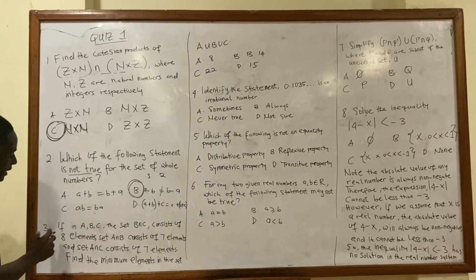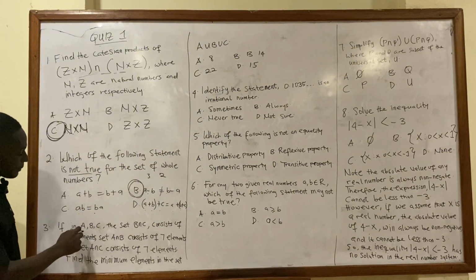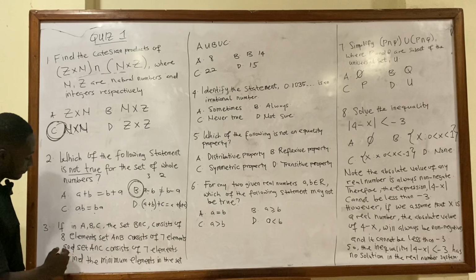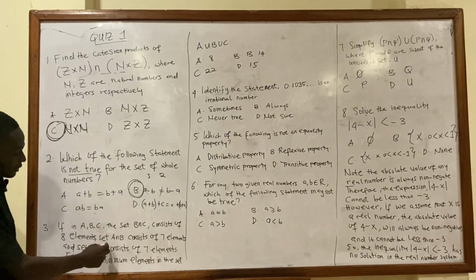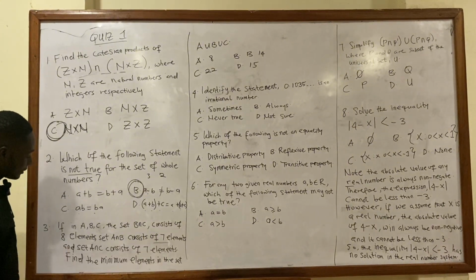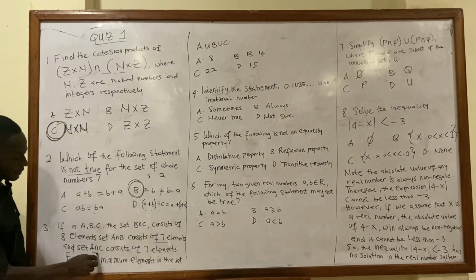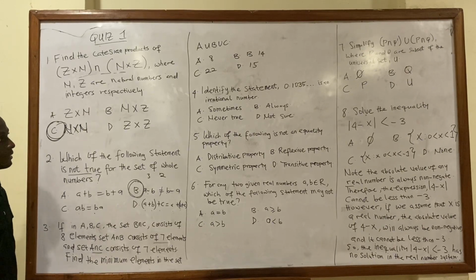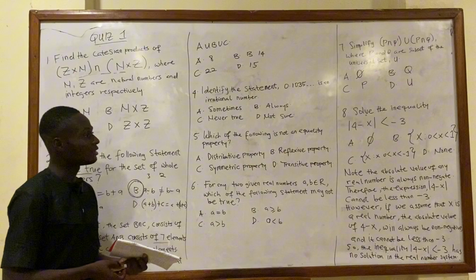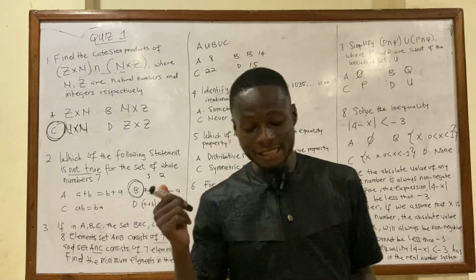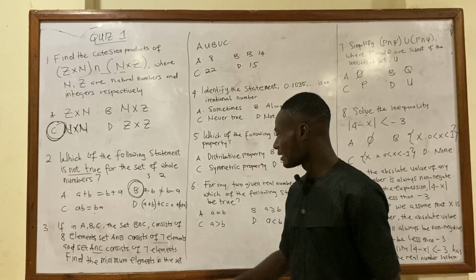Third question, they said if in A, B, and C, the set B intersection C consists of 8 elements, the set A intersection B consists of 7 elements, and the set A intersection C consists of 7 elements, find the minimum element in the set. So what they are trying to tell you is to find the union of the set. This is a 3-set problem.